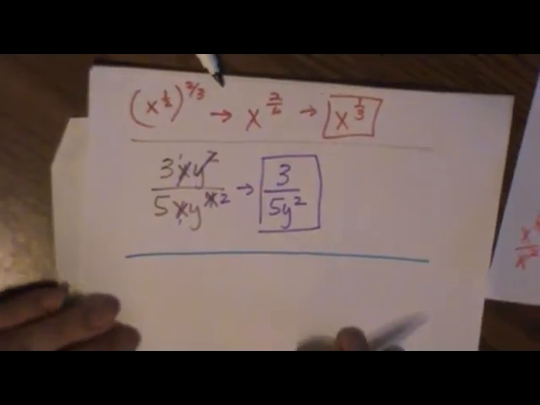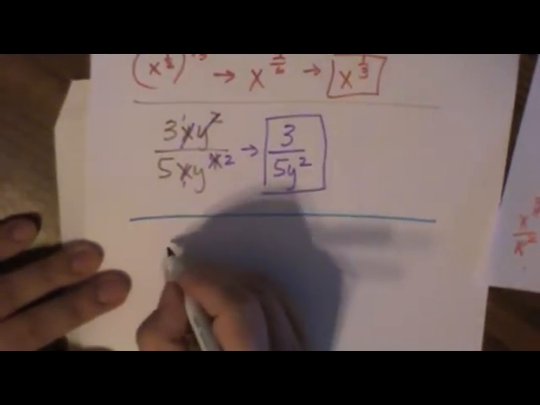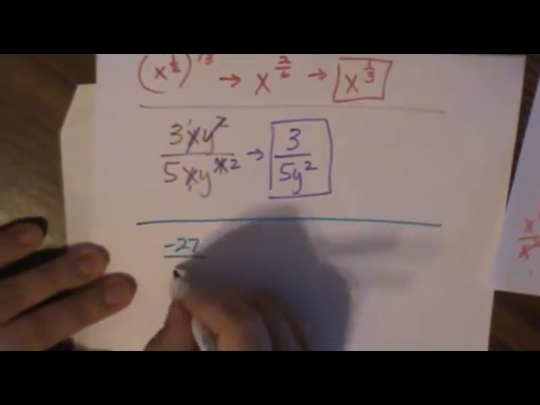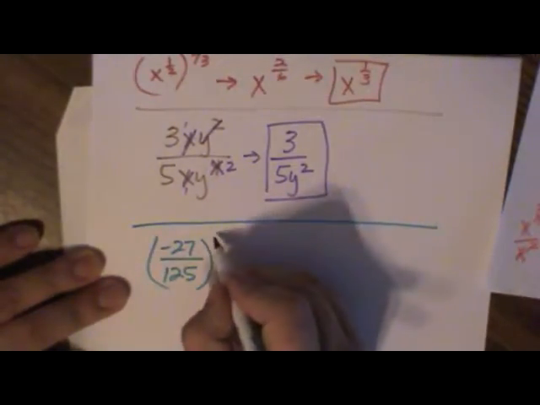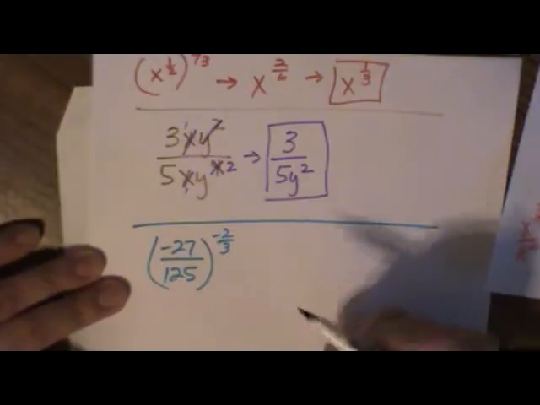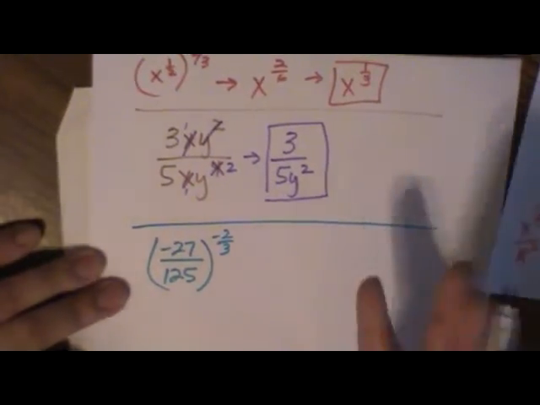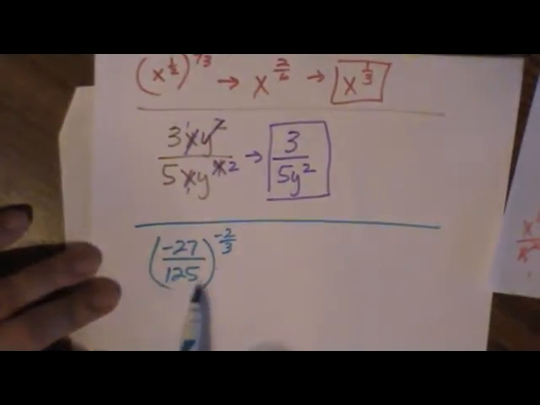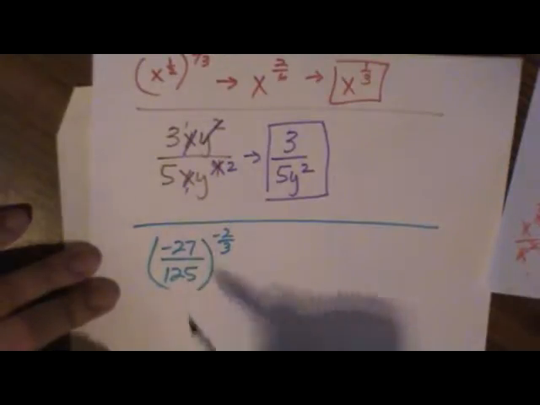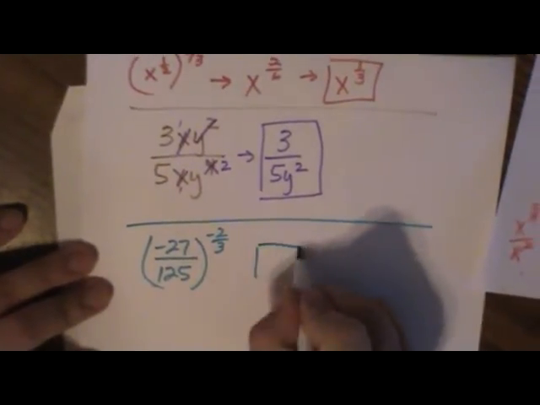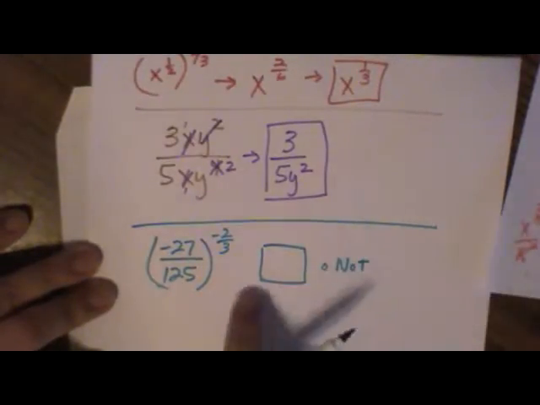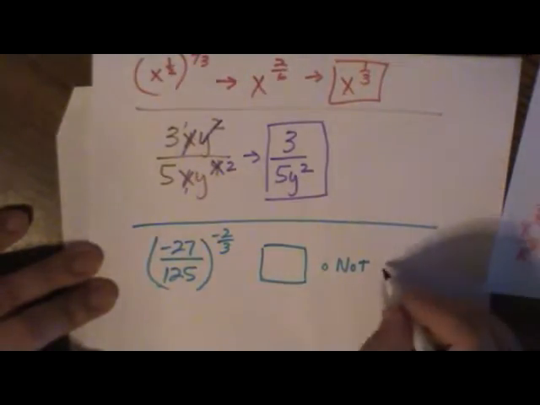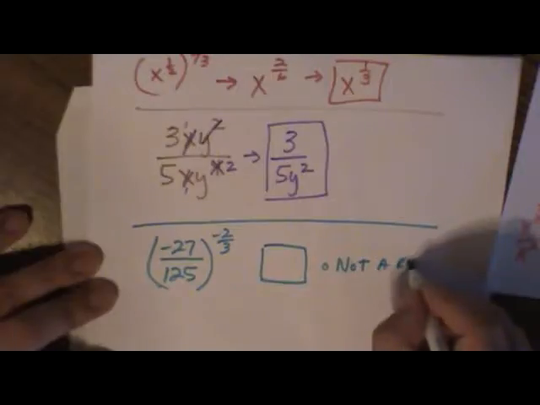Now we have this problem. Anytime you have a negative exponent, we can get rid of the negative exponent by flipping the base. And in this case, all of this right here is the base. Here are our choices. We can put our answer in, or our answer could be not a real number.